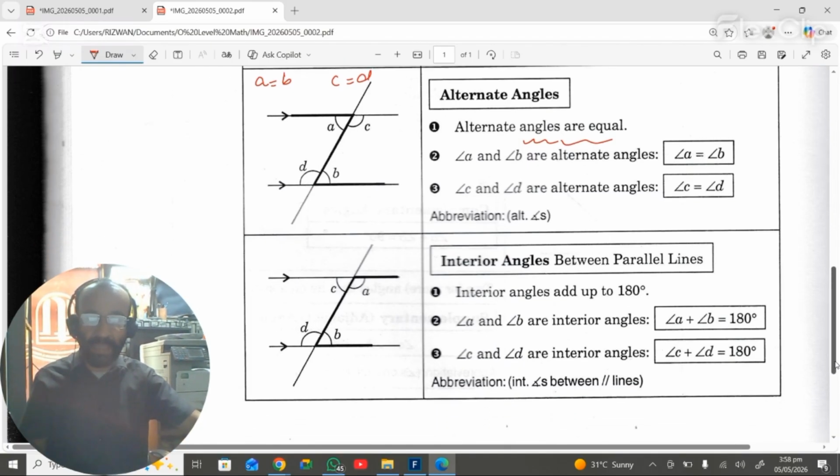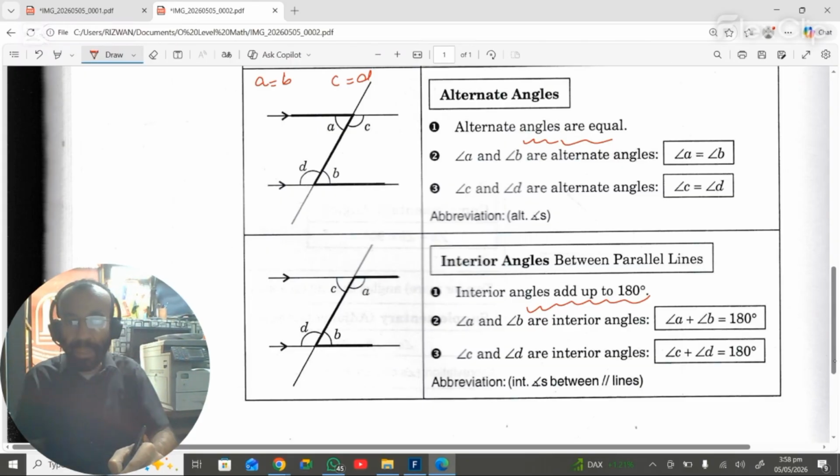Next type is interior angles. Interior angles, their sum is 180 degree. So like these are on the straight line. So A and E. So A plus E is equal to 180 degree, and likewise D plus B is also 180 degrees. So they are called interior angles.